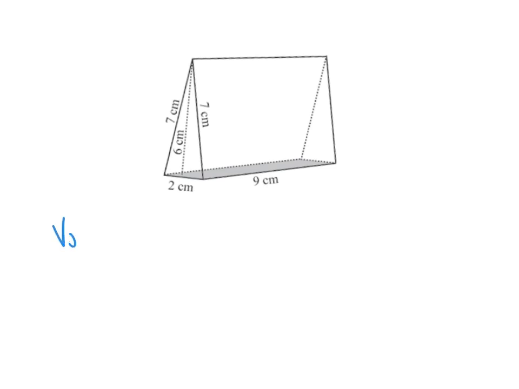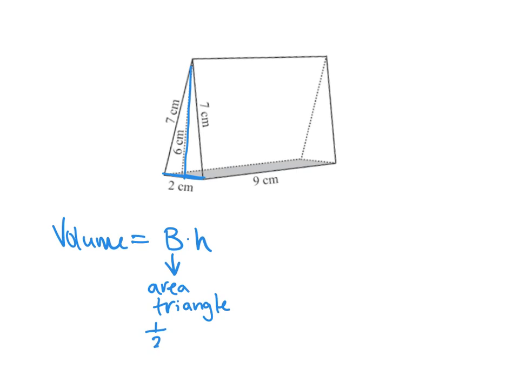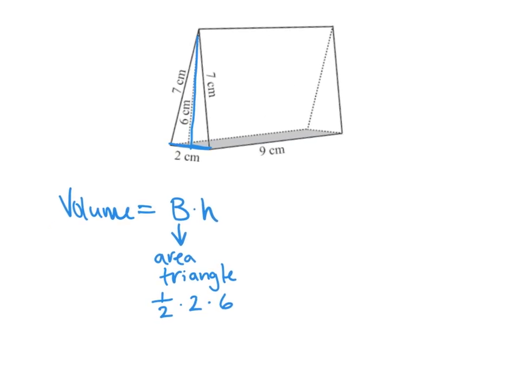All right, so for volume, we need to find the area of the base and multiply it by the height. Now in this case, the base would be the area of the triangle. So my triangle has a base of 2 and a height of 6. So when I'm finding the area of the triangle, I would do 1/2 times 2 times 6. And then that would give me 6.